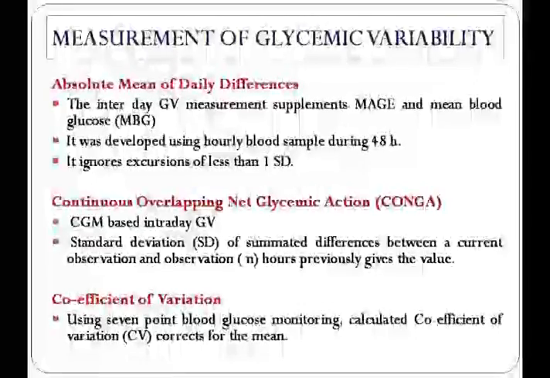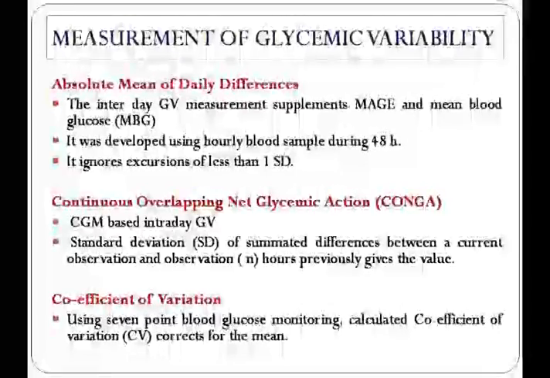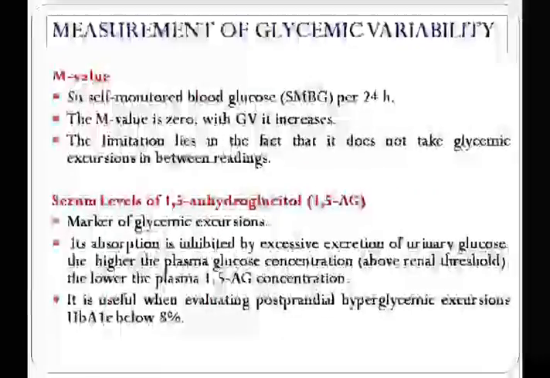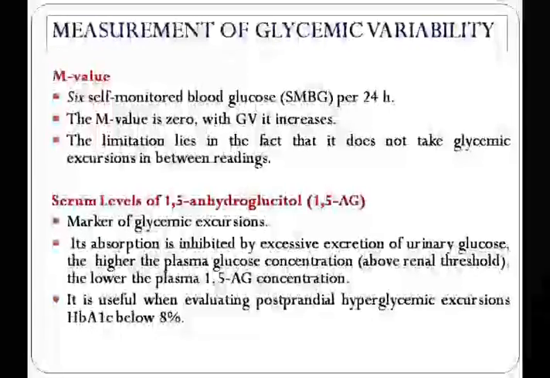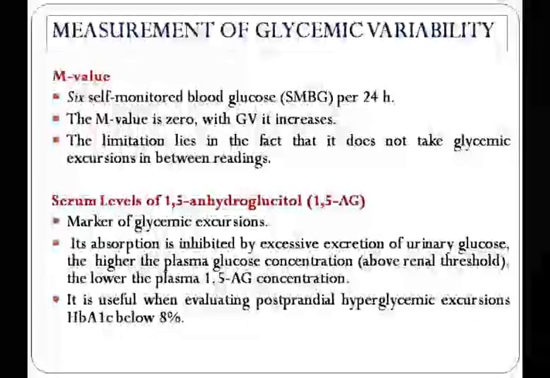All these are various means of measuring, whether it is CONGA, that is continuous overlapping net glycemic action, a purely CGM-based tool to look at the glycemic variability, or the coefficient of variation. There are some other means of checking the glycemic variability, the M value. Again, by getting 6 SMBG values, you can start calculating the M value. The M value is basically 0, and with glycemic variability, the M value increases. The more variable an individual is, the higher will be the M value.